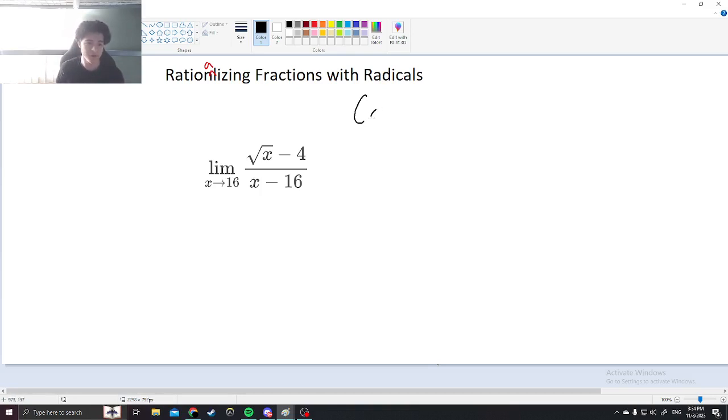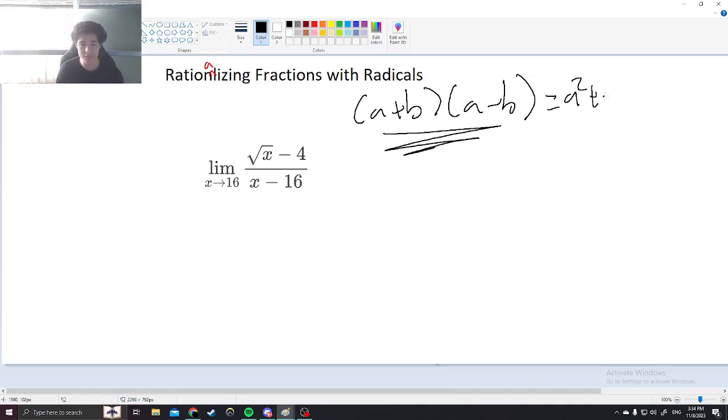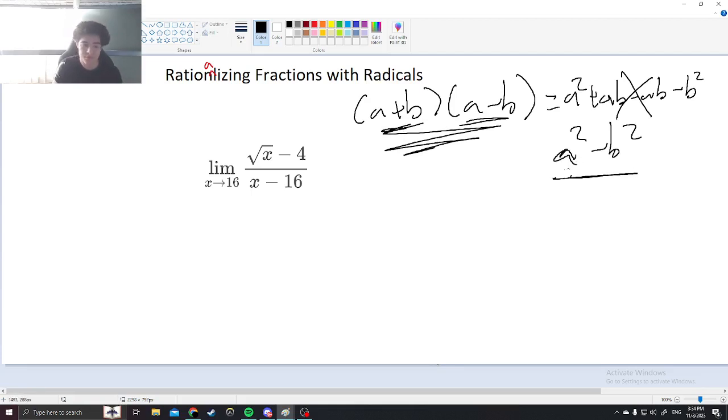Well, if you have a plus b times a minus b, these are conjugates right here. And if you multiply this out, you get a squared plus ab minus ab minus b squared. These obviously are going to cancel, and then you're left with a squared minus b squared. So anytime you have two things where one is plus and one is minus, and they're multiplied together, and you end up with a squared and b squared, these are called conjugates. This is the conjugate of this, and vice versa.